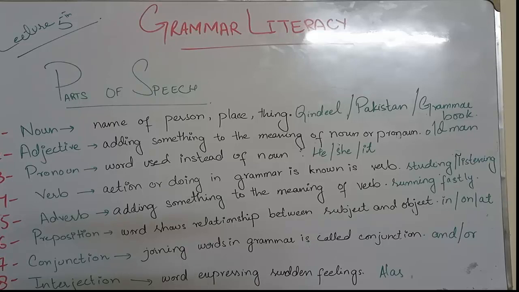So the next thing is adjective. Adjective is adding something to the meaning of noun or pronoun. Here the noun and the pronoun, also pronoun is a word that is used instead of noun. So why I put the adjective before the pronoun is a question. So I'm going to give you the answer that usually the adjective comes before the pronoun or the noun. So here adjective comes second, and then the pronoun, and adding something to the meaning of noun or pronoun is called the adjective.